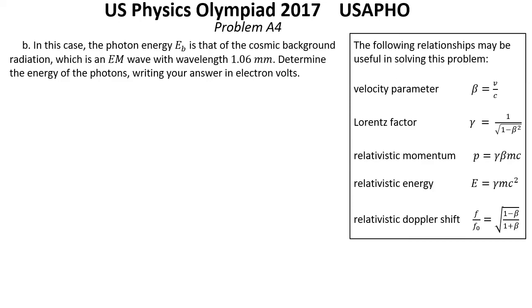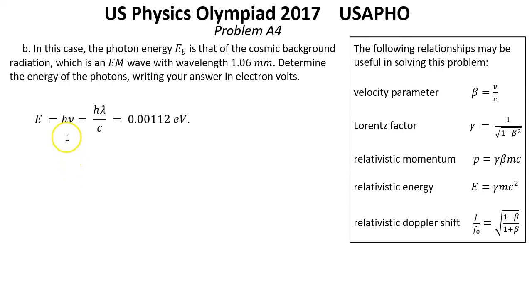Solution. Here we can use the expression for the energy of a photon, which is equal to hν, where h is the Planck constant and ν is the frequency, and the frequency equals the speed of light over the wavelength. And finally, when we put in numbers, we get 0.00112 electron volts. That was the answer for question B.